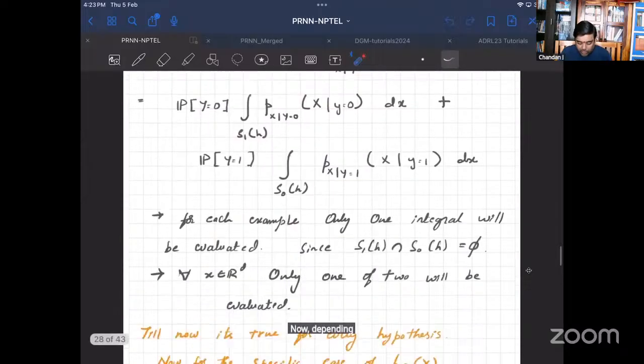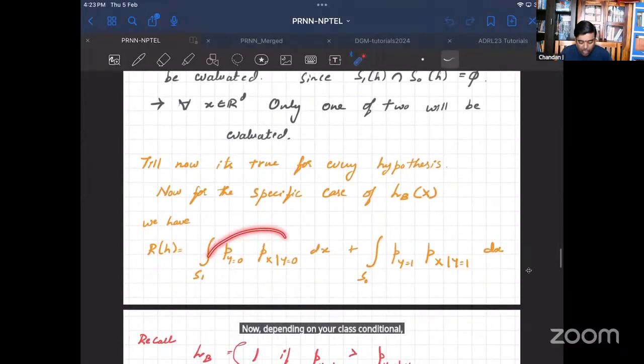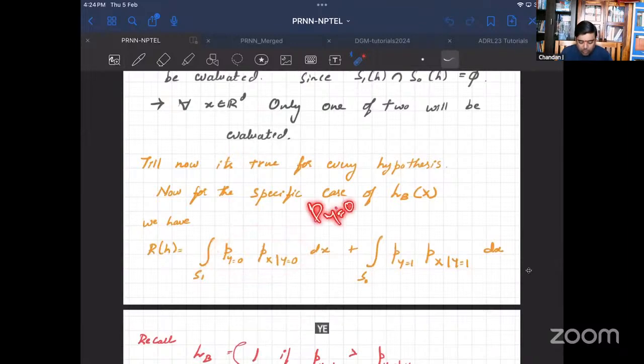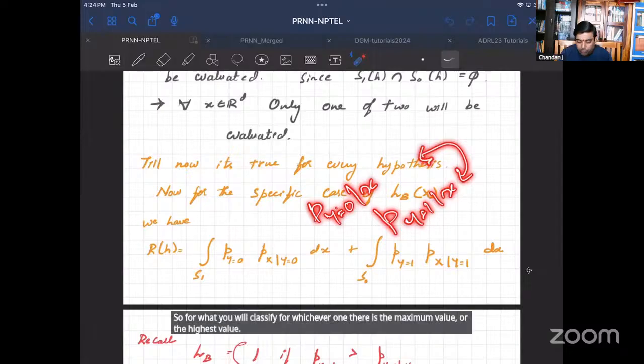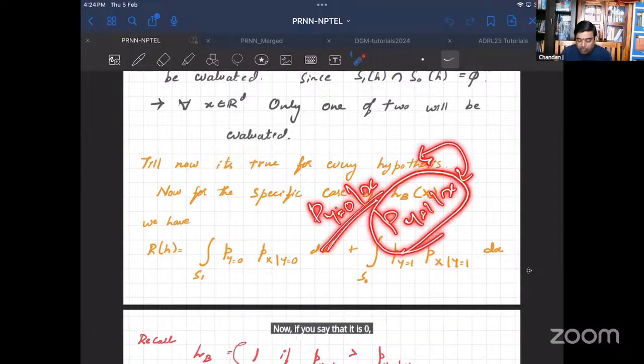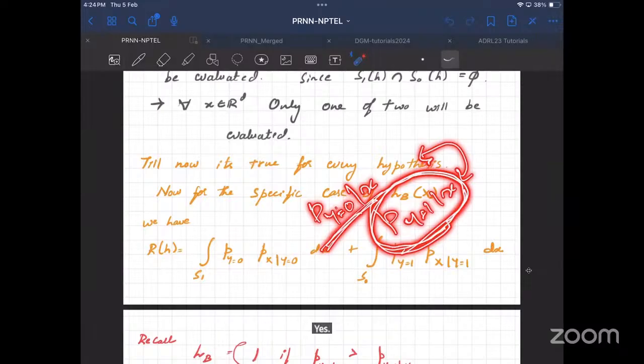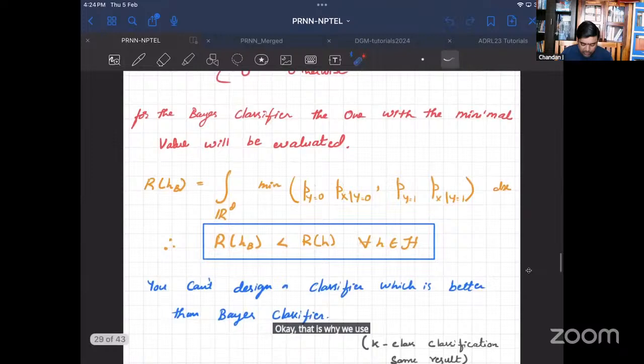Now depending on your class conditional, or the posterior, whichever you consider, y is equal to 0 given x, for example, y is equal to 1 given x. These are the two things. So you will classify for whichever one has the maximum or highest value. Now if you say that it is 0, the minimum one, when do you say that it is 0? This has the maximum value. So therefore the risk will be evaluated with respect to this. Yes, sir. That is why we use the min here.